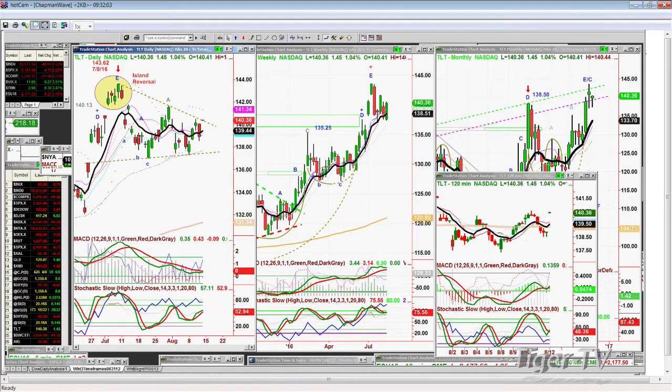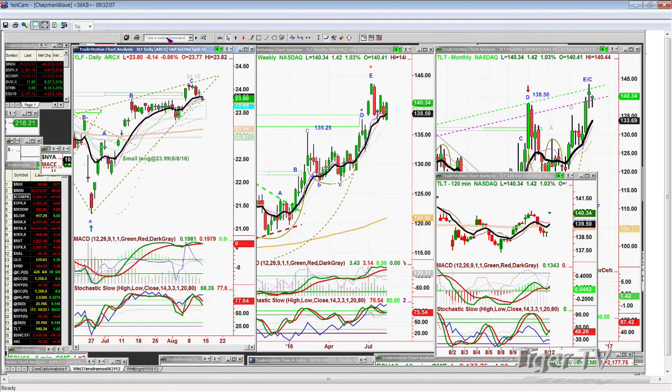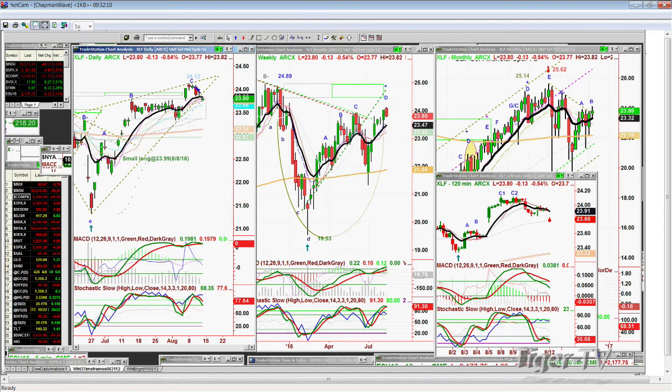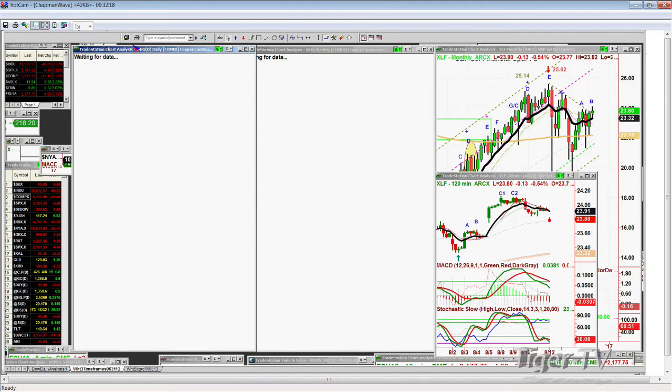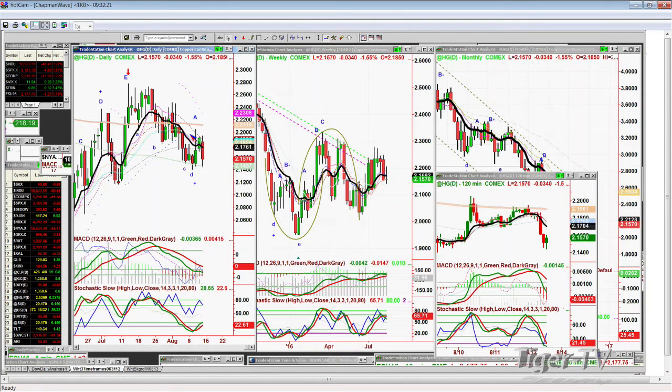And if yields go higher, they will be looking to see what happens in the XLF, which is down 14 cents at 23.80 right now. It made a peak C, and it looks like it's struggling to get to the D. Let's look at something else, which is high-grade copper. High-grade copper at this particular point is down 0.03. It's just stuck in this range.